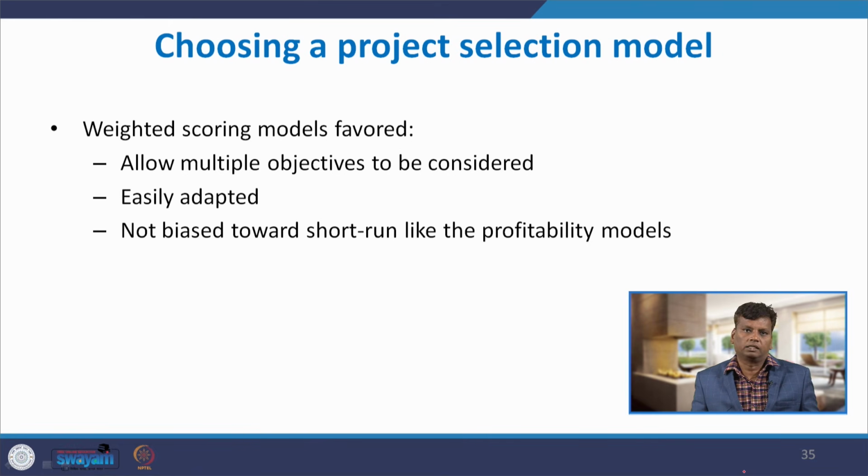What are the reasons? This methodology allows multiple objectives to be considered, because we are considering different criteria, multiple criteria, and it is easily adapted, easily modified, and not biased towards the short run like profitability models. One important assumption in profitability models like payback and NPV is that we are considering only a short duration of time, maybe 5 years, 6 years, but what will happen after that? So the weighted scoring model is the most favorable method.